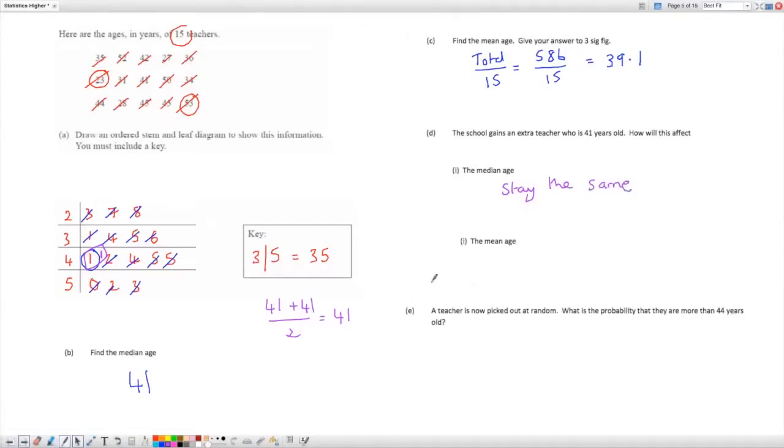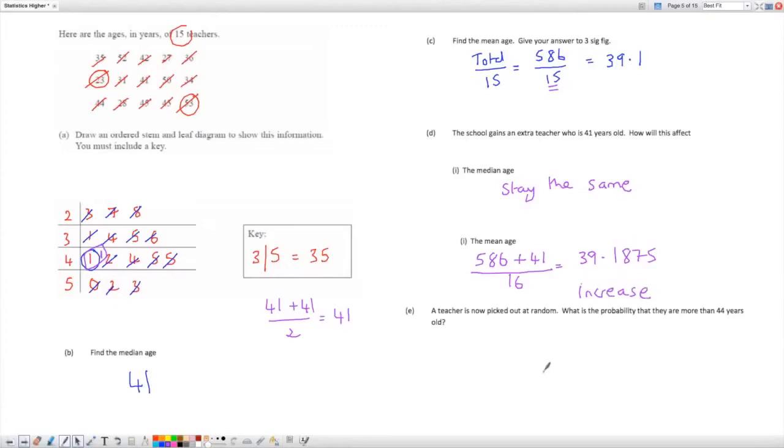However, when we look now at the mean, we had a total of 586. We must now add our new age of 41 and divide by 16 rather than 15. Doing that gives us a mean of 39.1875, so slightly larger. So here, what happens to the mean? It will increase.